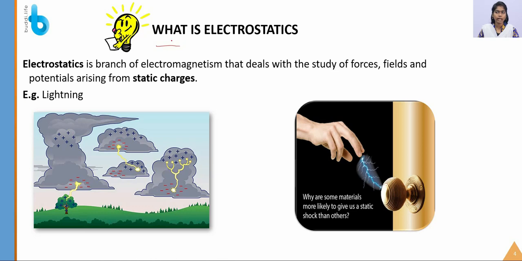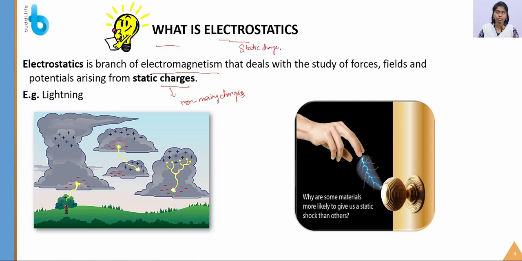Okay, so what is electrostatics? Electrostatics is a branch of electromagnetism that deals with the study of forces, fields and potentials arising from static charges. Static charges are nothing but non-moving charges. So majorly it is categorized into two branches. One is electrostatics and another one is electrodynamics. Electrostatics deals with static charge, that is, charge which is not moving.